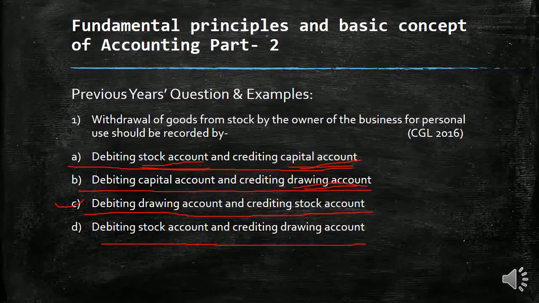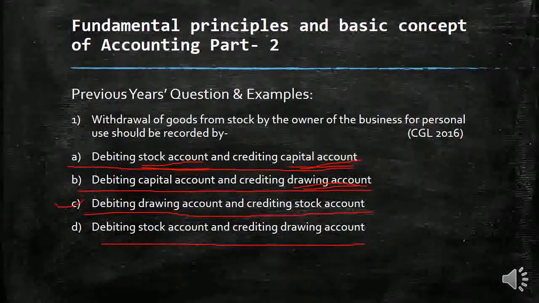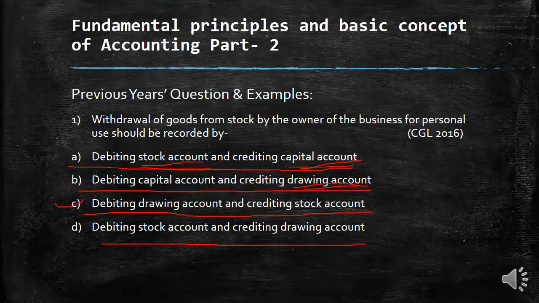So the stocks are coming into the drawing account and it is coming out from the stock account. So the drawing account will be debited and the stock account will be credited.